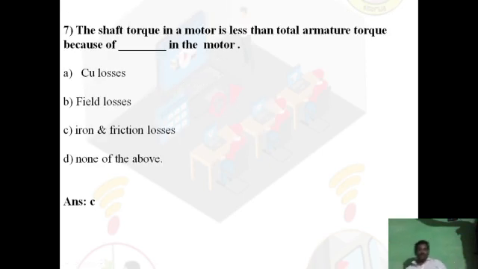The seventh question. The shaft torque in a motor is less than the total armature torque because of the iron and friction losses. The shaft torque is the torque available at the shaft. The armature torque is the gross torque. Always there is a difference of lost torque. This lost torque is due to iron and friction losses, which are constant losses that do not vary with load. Because of these losses, there will always be a difference, that is the lost torque. Therefore, we can go for option C.